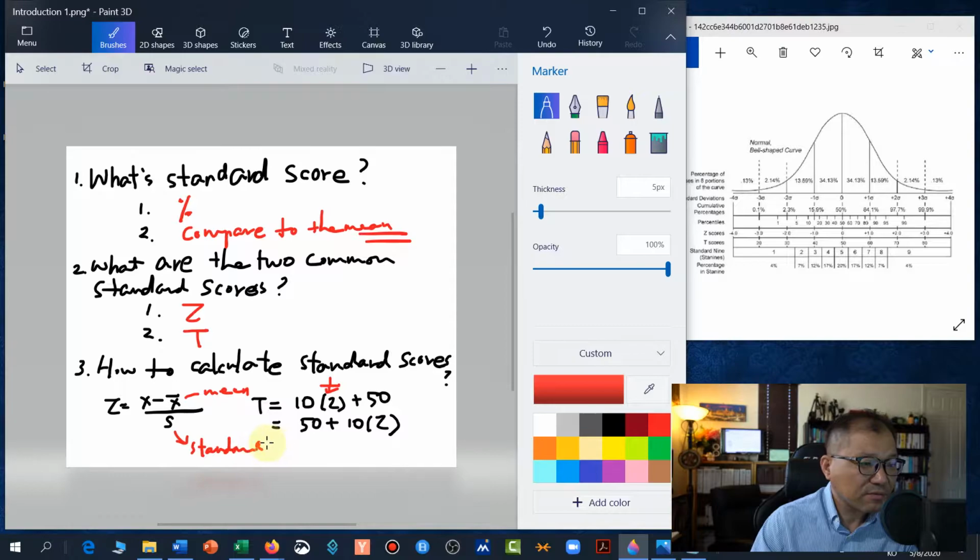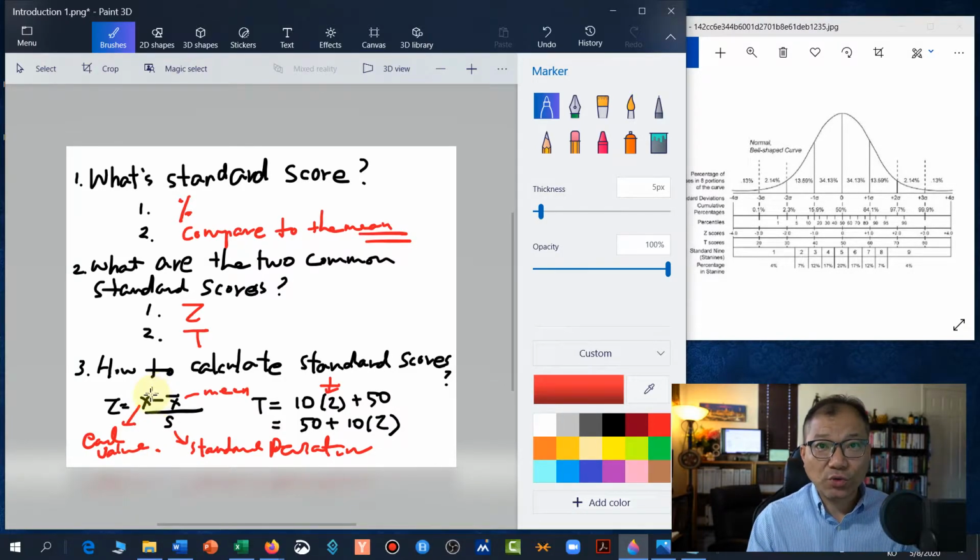So x is each value. For you to better understand, x is your score. So your score is subtracted by the mean and divided by the standard deviation. Okay, so I'll give you about 10 seconds to take a note on those three.